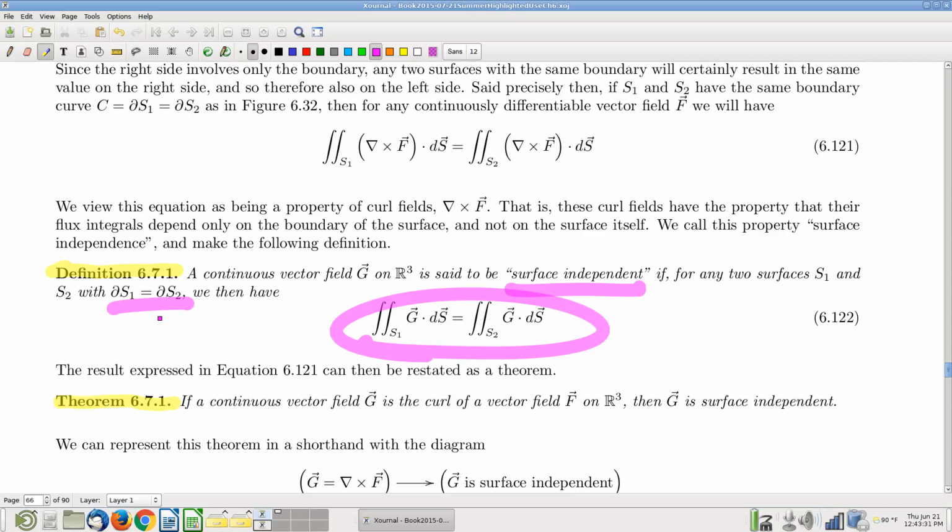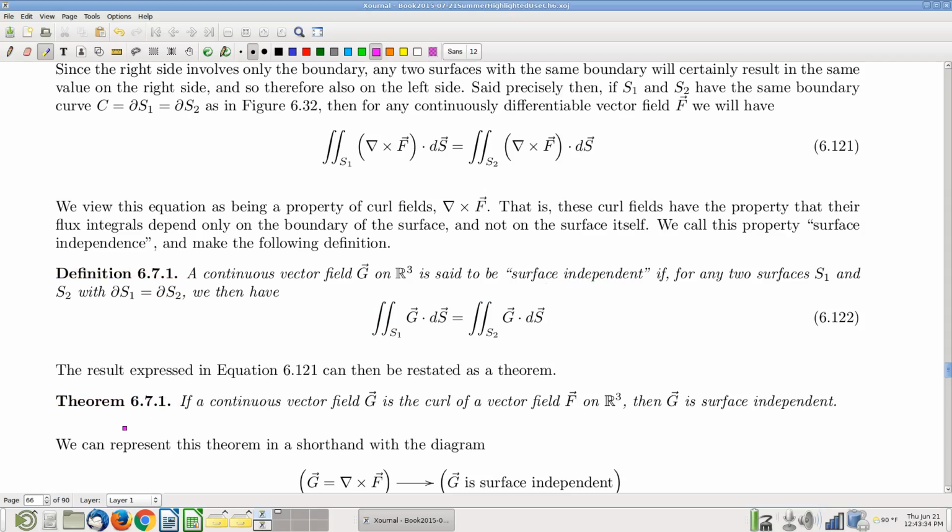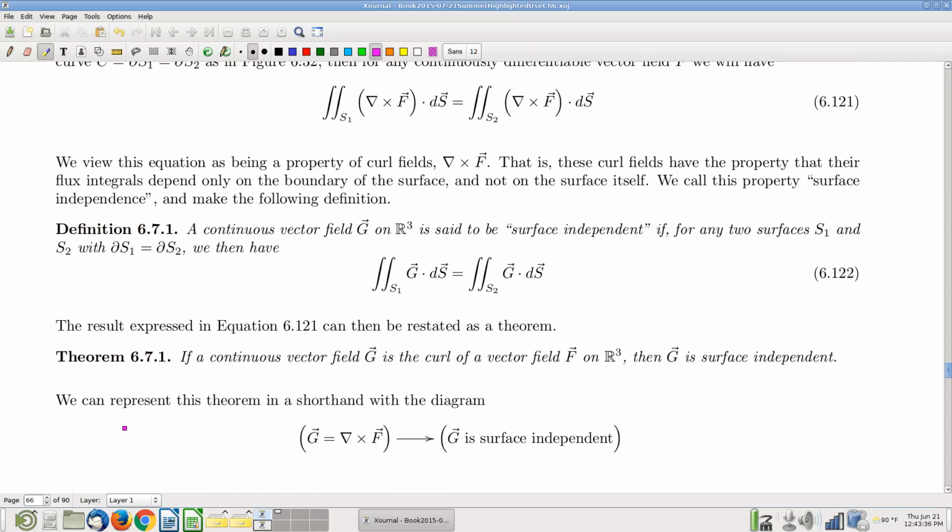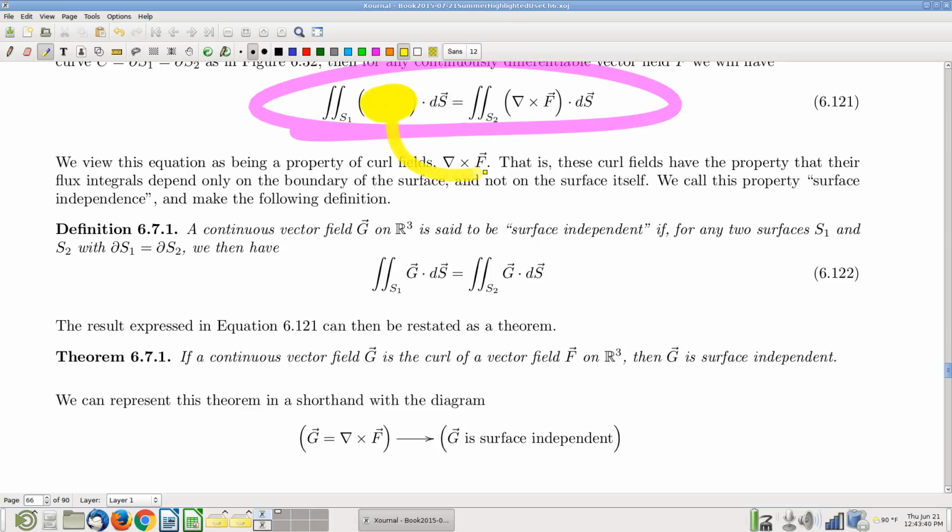And with that terminology in mind, another way to say this is that curls are always surface independent.